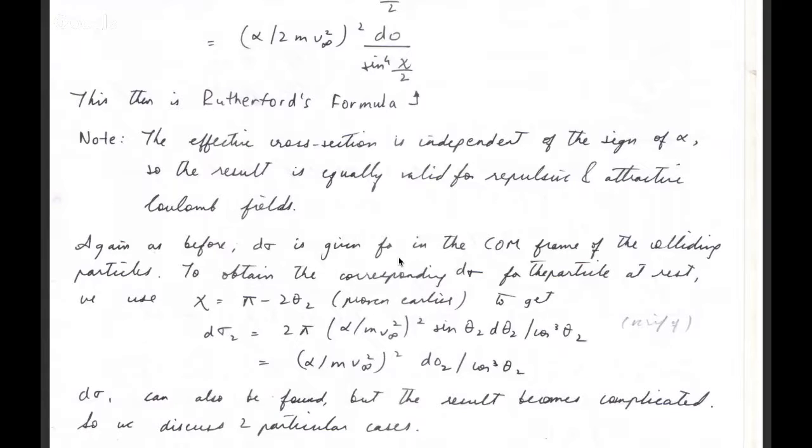In the center of mass frame of the colliding particles. To obtain the corresponding d sigma for the particle at rest, we use chi equal to pi minus 2 theta. This stuff you will have to help us recall, because I know what is theta, but how is chi the angle of the center of mass? That I'm not sure.